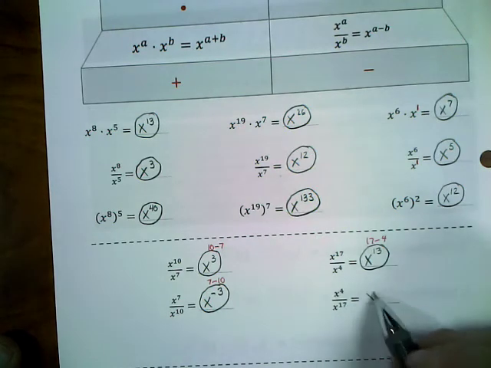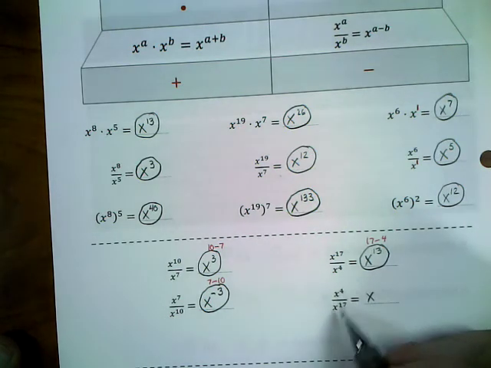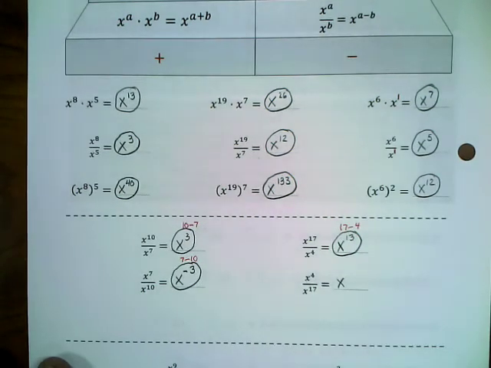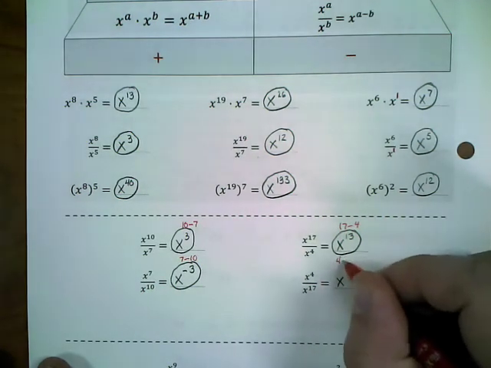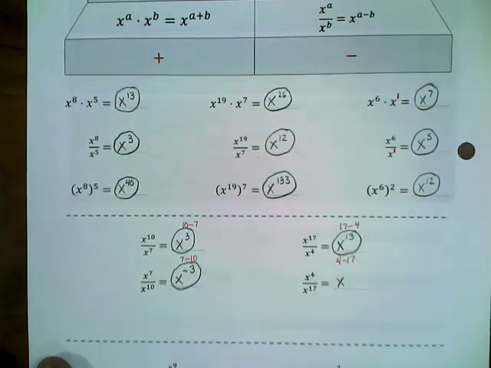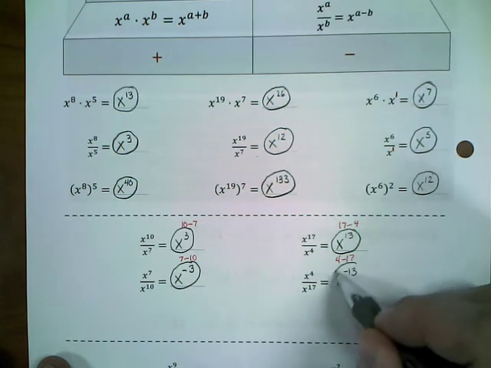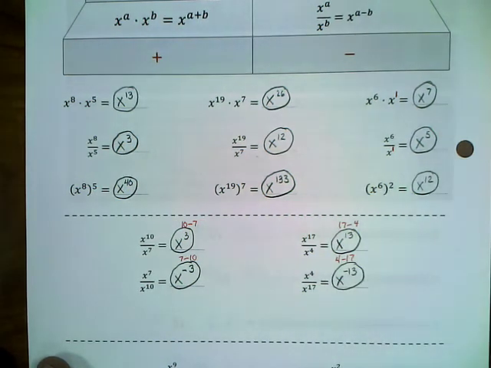This guy here will be x to the 4th over x to the 17th. So we're going to subtract. This time, though, will be 4 minus 17. So if you have $4 and I try to take away 17 of them, I'm going to take all 4 of your dollars, but you're going to owe me $13. So ladies and gentlemen, here's what I need you to see.